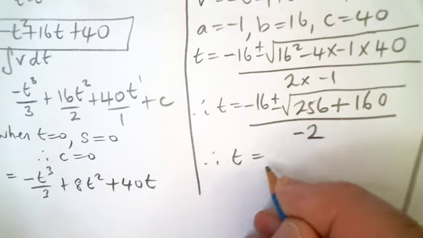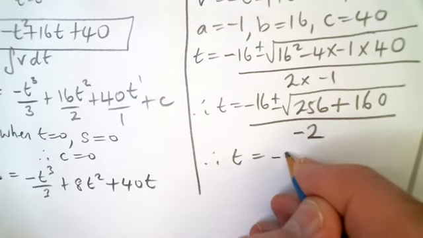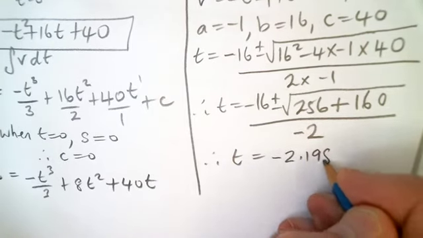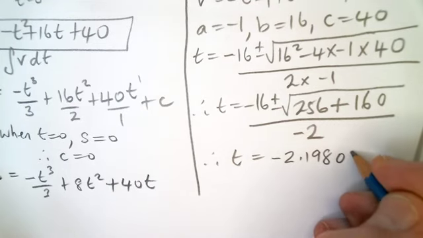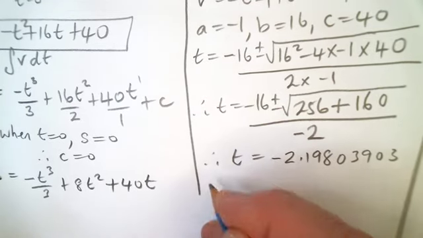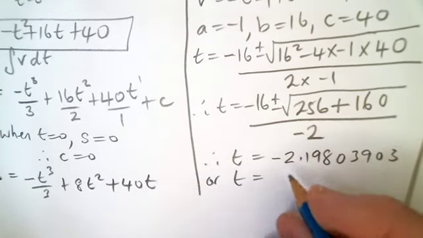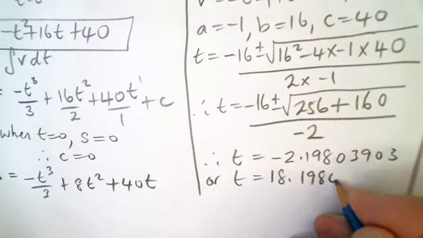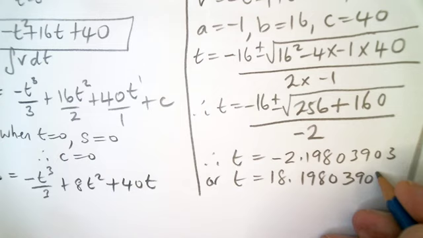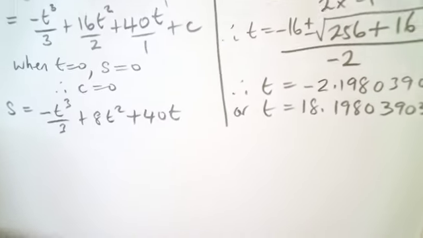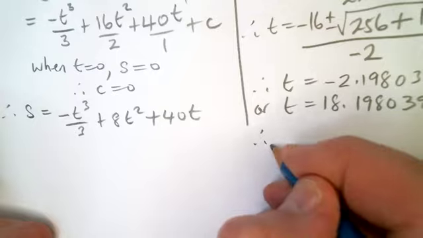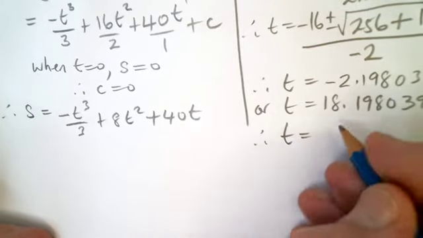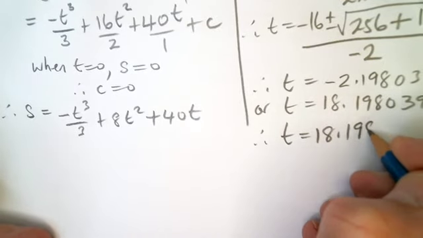So t is either equal to negative 2.198, and I'm actually going to put in a few other things here, 3903, or t is equal to, and you should put the whole lot in, 18.19803903, and again, dot, dot, dot, so put the ellipsis on the end. So therefore, t is equal to 18.198.